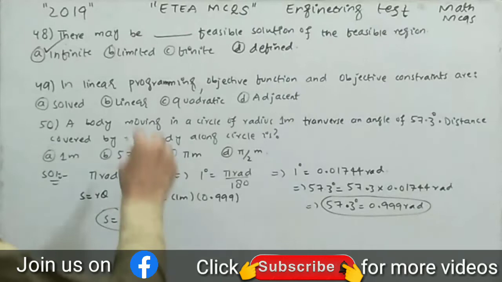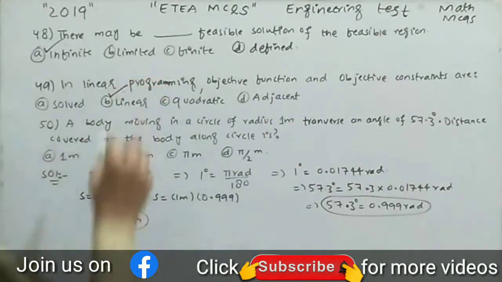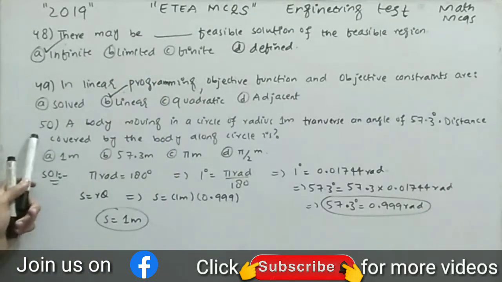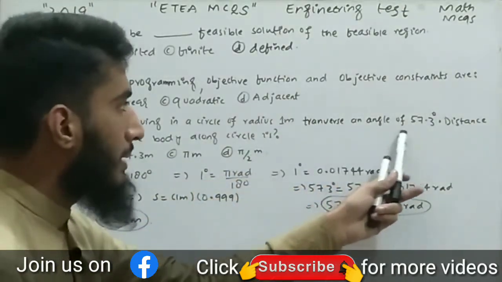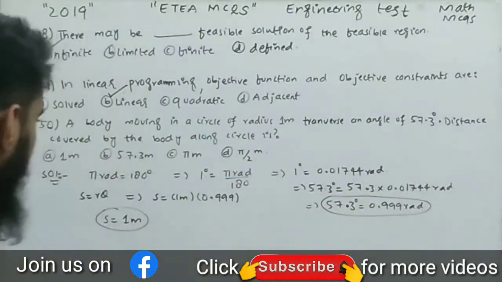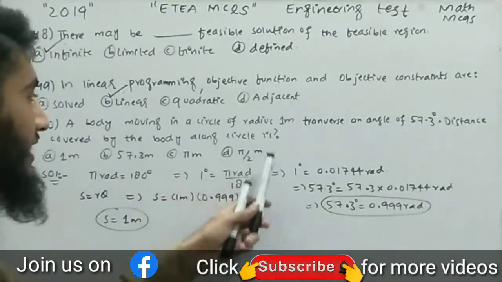It means the correct option for this MCQ is linear, option number B. Move to the next MCQ number 50. It tells that a body moving in a circle of radius 1 meter traverses an angle of 57.3 degrees. The distance covered by the body moving along the circle will be.